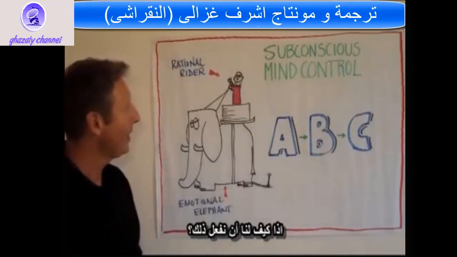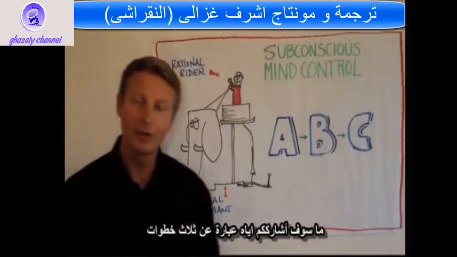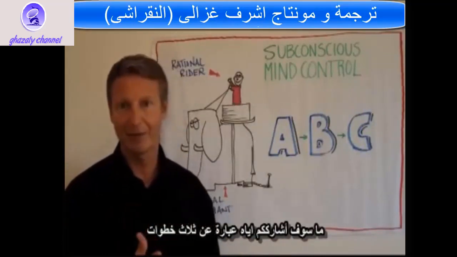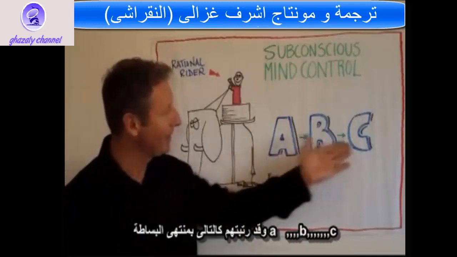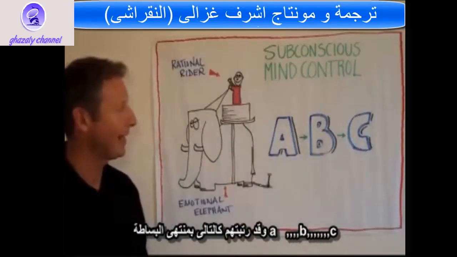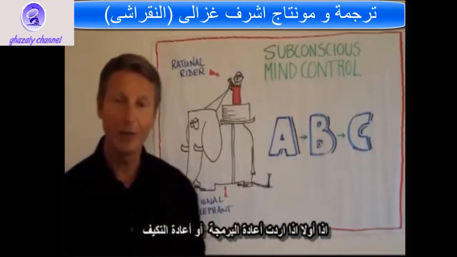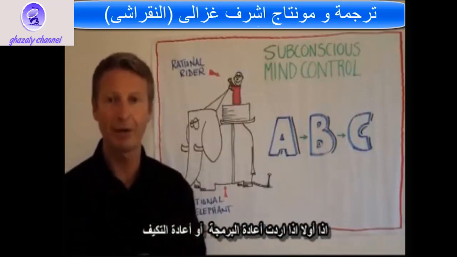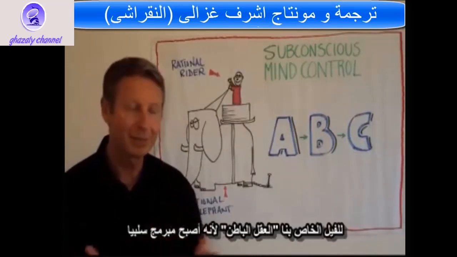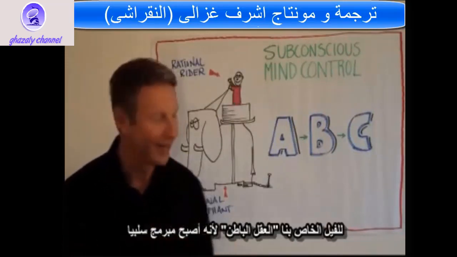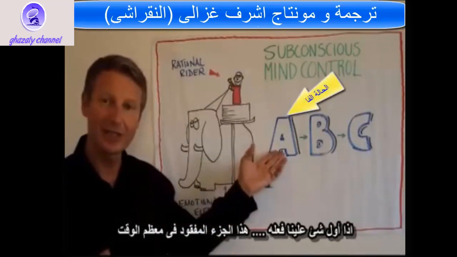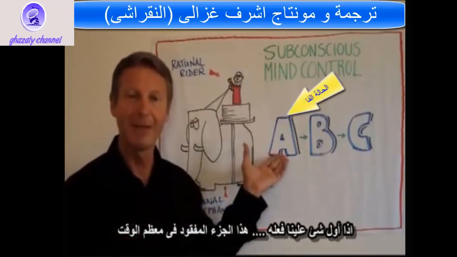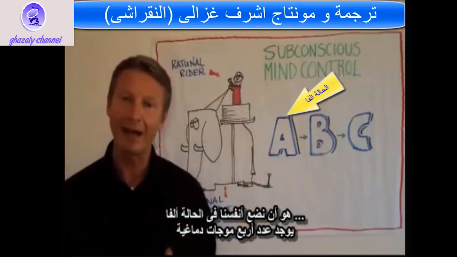So how can we do this? Well, I'm going to share with you three steps, if you like, and I've put them as an A, B, C. Very simple, A, B, and C. So firstly, if we want to recondition or reprogram our elephant because it's being a negative Nelly, right? Then the first thing we need to do, and this is the bit that's missed most of the time, is get ourselves into a state of alpha.